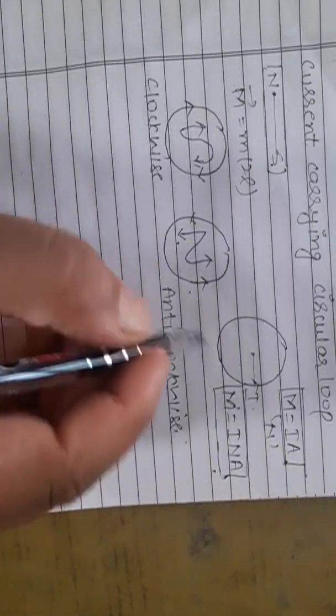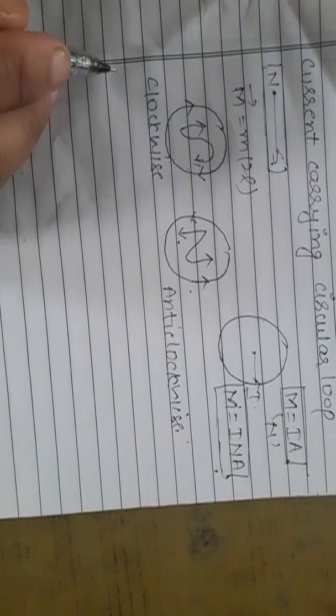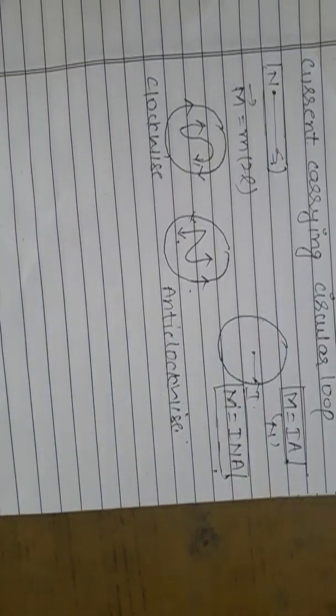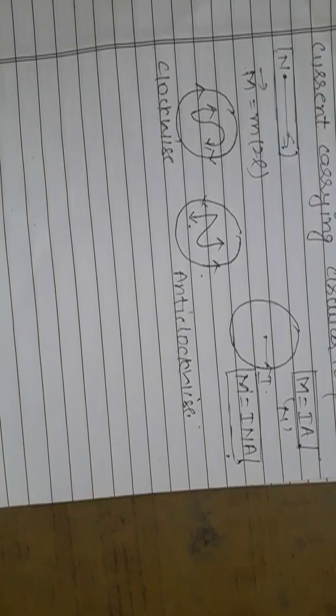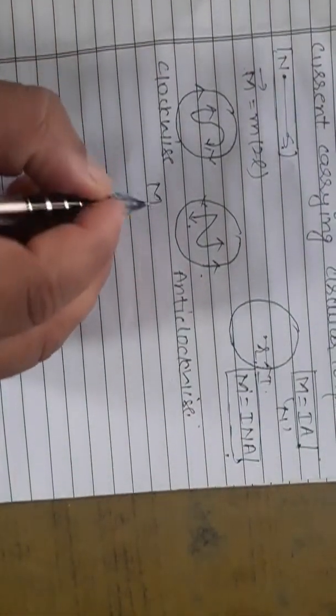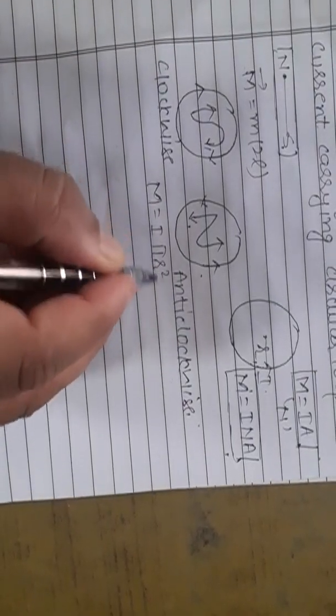If it is a magnet, then its magnetic moment is given by I into A. What is A? A is the area. If I suppose its radius is R, then I can write the area as pi r square. So that will depend.